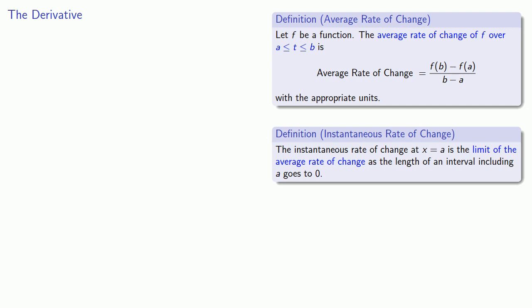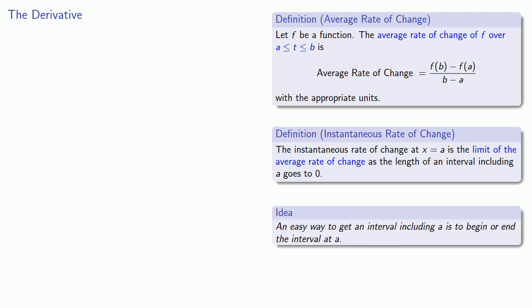Since that instantaneous rate of change is always at some particular point, one important feature is that we want to make sure that we have an interval that contains that point, and the easiest way to do that is to either begin or end the interval at the point we want. So suppose our function is f of x and we begin our interval at x equals a. Let the length of our interval be h.